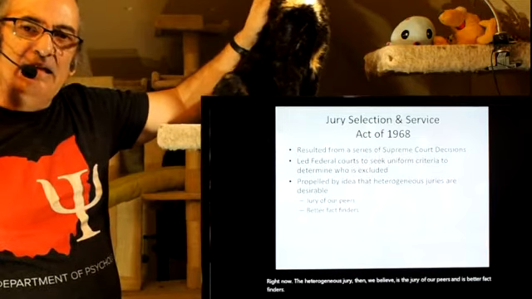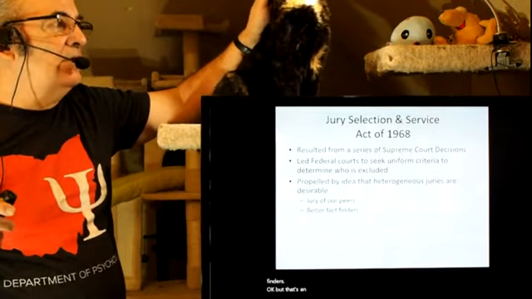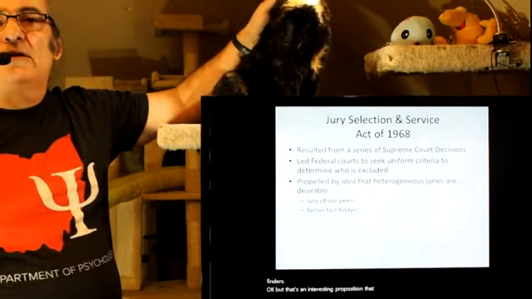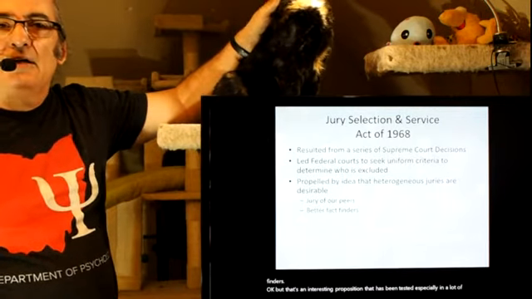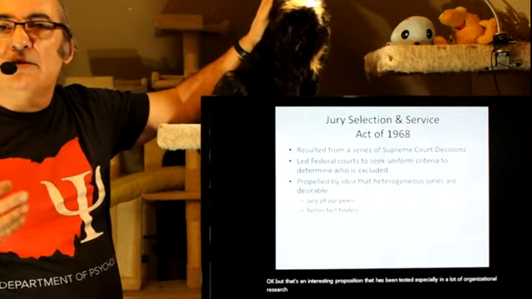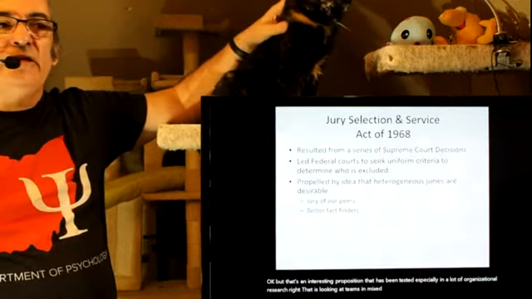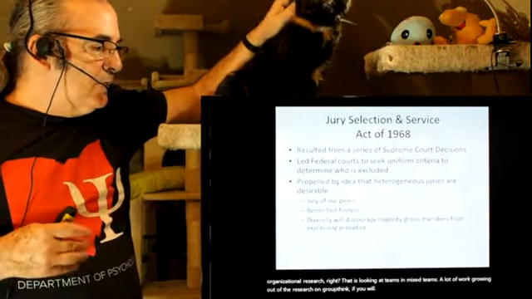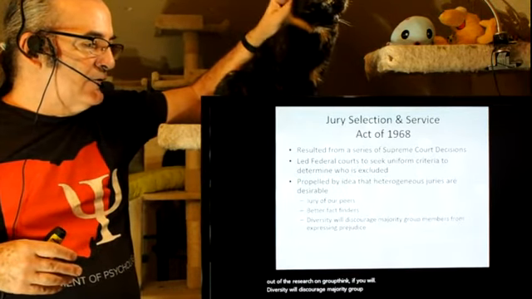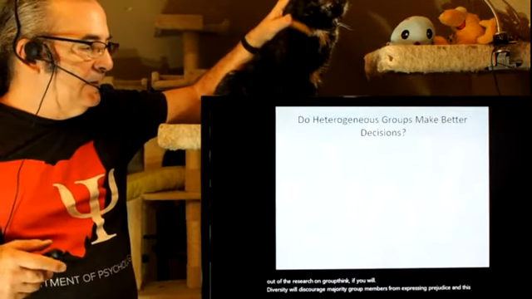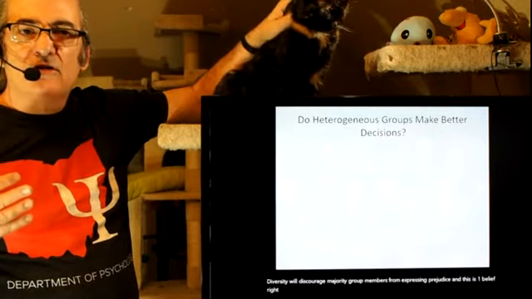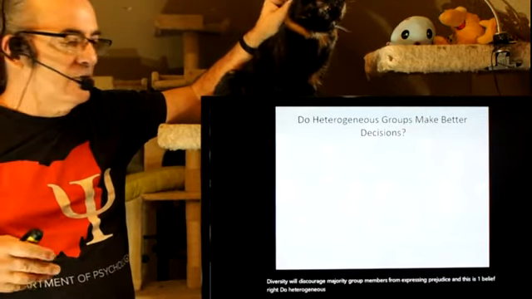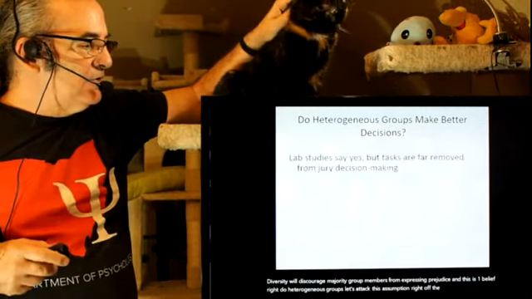Okay, but that's an interesting proposition that has been tested, especially in a lot of organizational research, right? That is looking at teams and mixed teams. A lot of work growing out of the research on groupthink, if you will. Diversity will discourage majority group members from expressing prejudice, and this is one belief, right? Well, do heterogeneous groups, let's attack this assumption right off the bat, make better decisions?